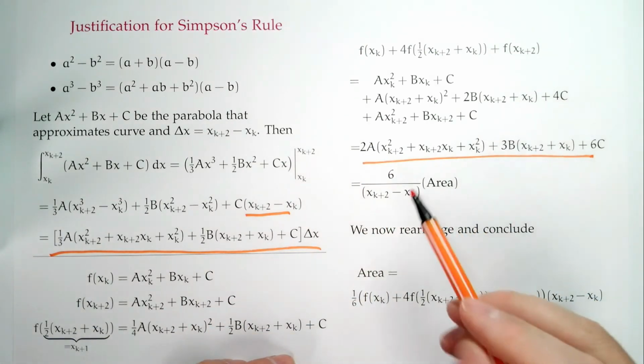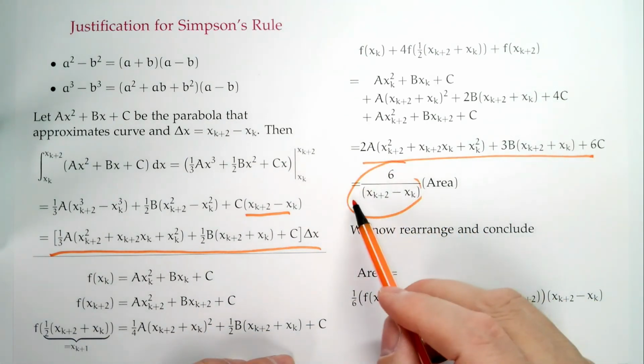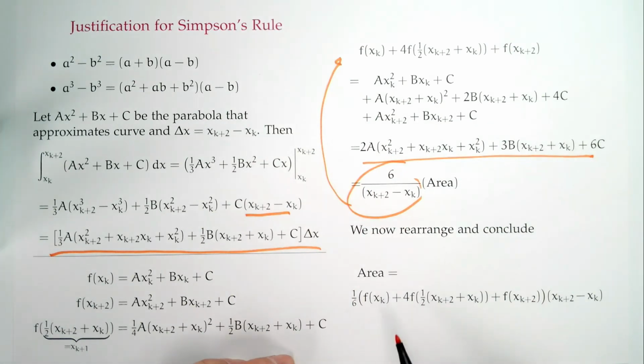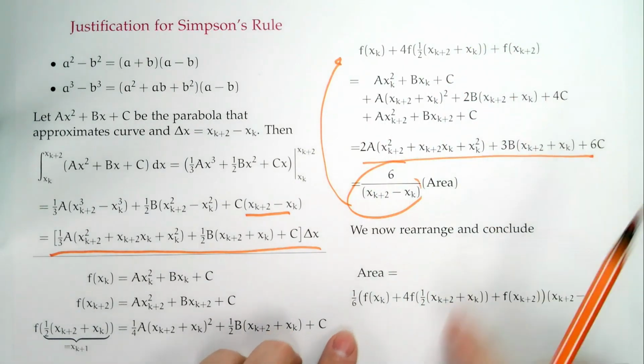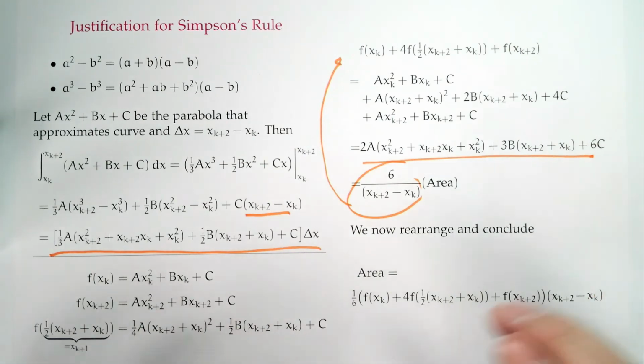Now we're just going to take this stuff and move it over to that side. So we get that the area is xk plus 2 minus xk, and the 1/6, so that's where those come from. And then you have that part right there. And it works out beautifully. You never need to know what a, b, and c are. They just work out. Wow, that's amazing.